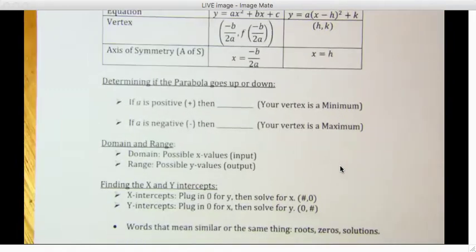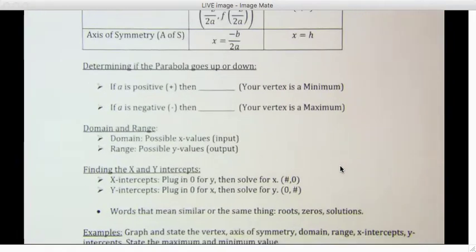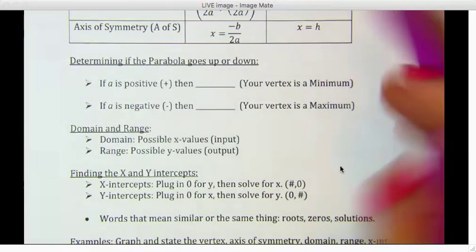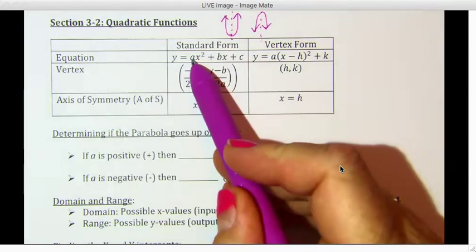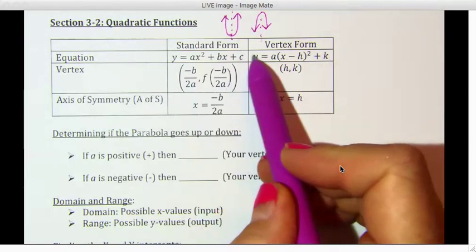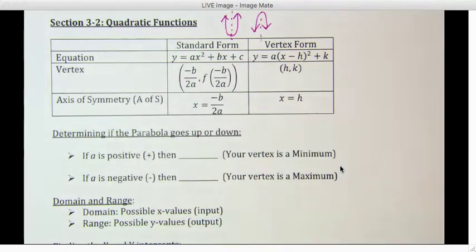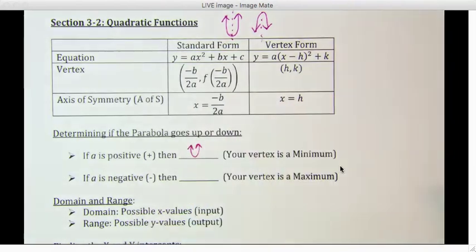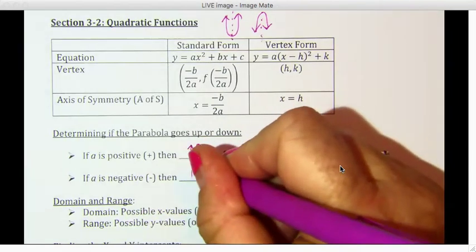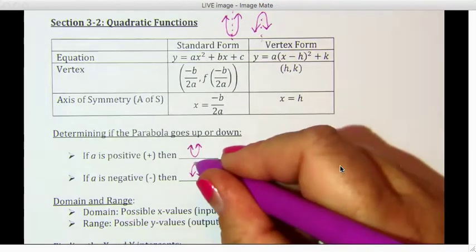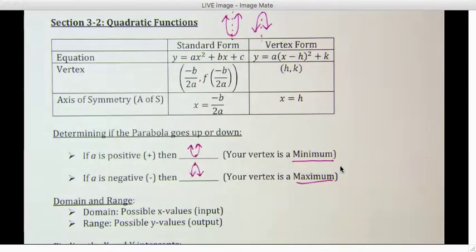Now, to determine whether your parabola is going up or down, whether you're looking at the standard form or vertex form, this a value that's in front determines whether your parabola is going up or down. If it's positive, then your parabola is going up and your vertex is a minimum. If your a value is negative, your parabola is going down and your vertex is a maximum. It would be the highest value or the lowest value.